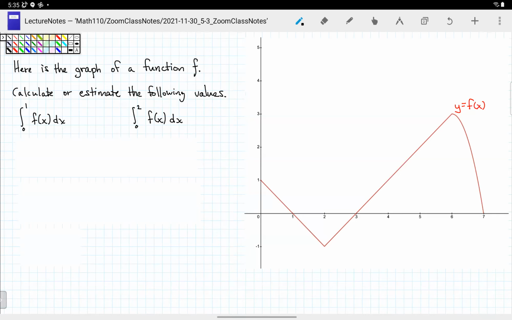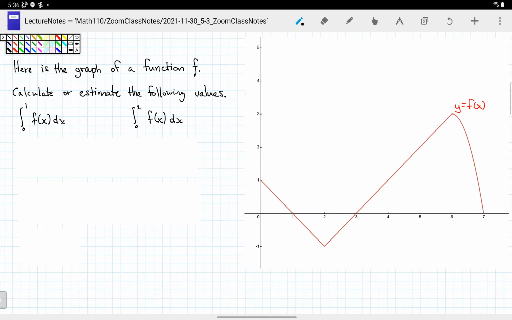So here we're going to take a look at the graph of this function, and we're going to calculate or estimate the following integral values. So far, the work that we've done on integrals either requires us to go to the definition of the integral in terms of the limit of a Riemann sum, or to use geometry. Here we don't actually have a formula for the function, so we can't use the Riemann sum, so we're going to need to use geometry.